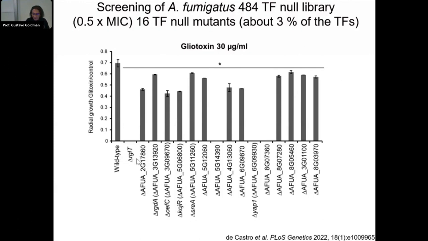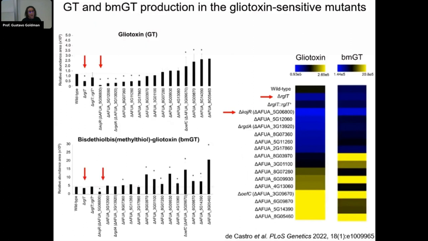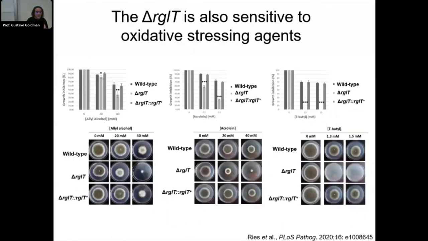RGLT is really interesting. First of all, we looked for gliotoxin production and BMGT production in all these mutants. Some mutants have more or less production of gliotoxin or BMGT. But RGLT, that's what I'm going to show you, produces less gliotoxin, and it produces about the same amount of BMGT as the wild type. We deleted the gene, we complemented it, and I can just spoil the end of the story: RGLT stands for regulator of GliT.